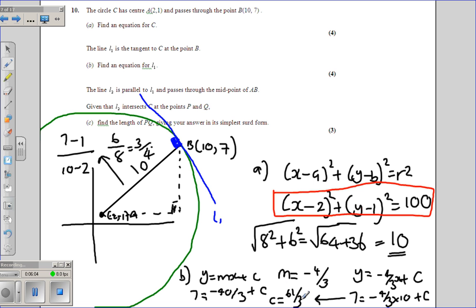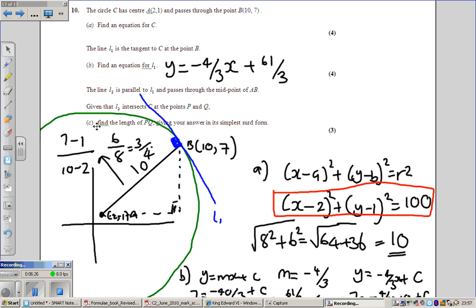So although very, very messy, I can say the final answer for B, the equation for L1, is y equals, the gradient was negative 4/3 x plus 61/3. If I wanted it in a nice form, I'd times everything by 3, but we'll not bother with that now.